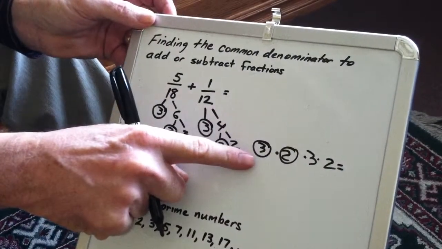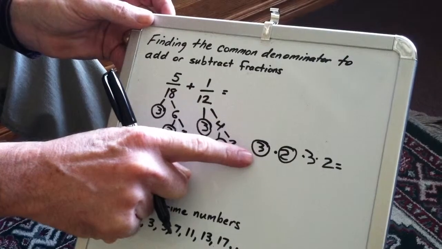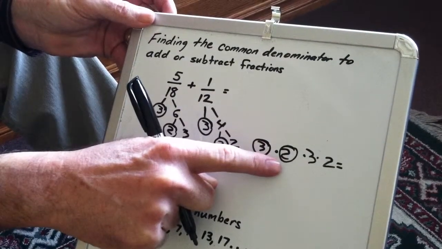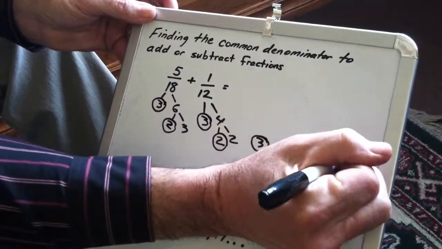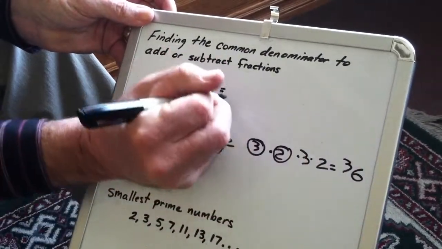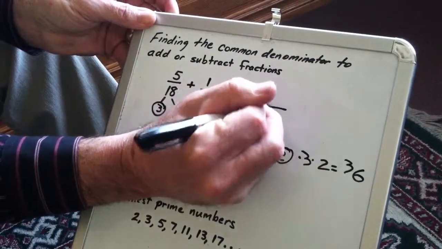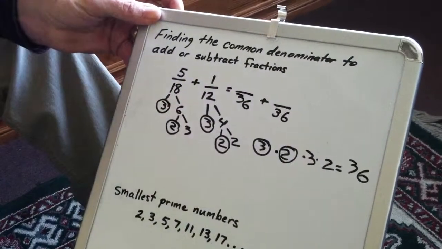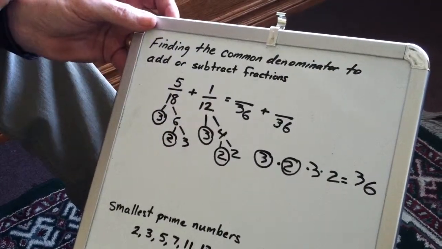If we multiply these numbers together, we'll get the new mystery denominator, or the new name of the fraction. 3 times 2 is 6, and 3 times 2 is also 6. And 6 times 6 is 36. So that's going to be our new denominator. We're going to add fractions that have the new last name for the fraction of 36.